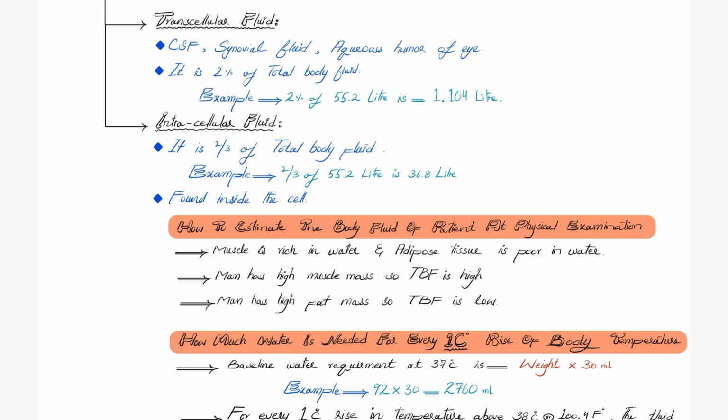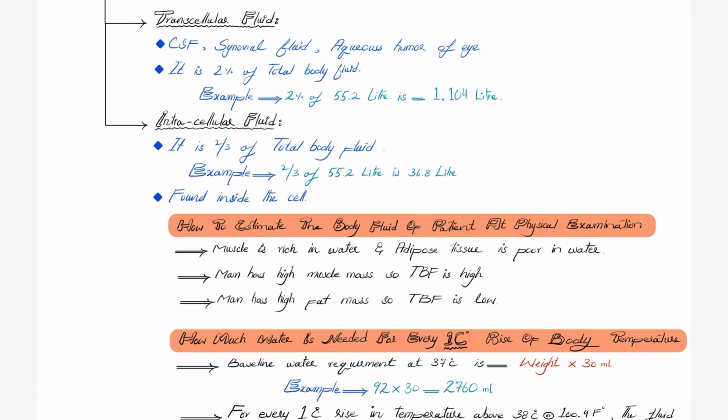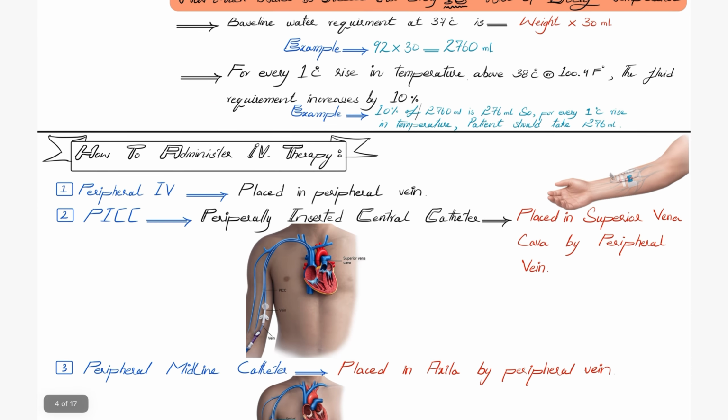Let's now calculate the amount of water needed for every 1 Celsius rise of body temperature. At normal body temperature, that is 37 Celsius, the daily requirement of the fluid is calculated by the formula weight times 30 milliliter. For example, a 92 kg male at normal body temperature needs 2760 milliliter or 2.7 liter or roughly 3 liter.